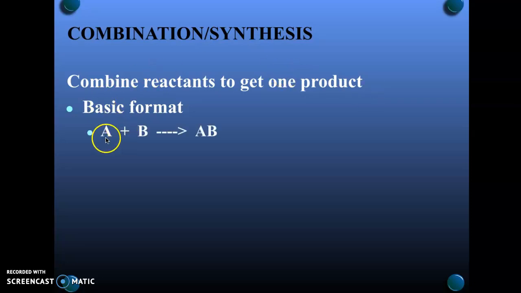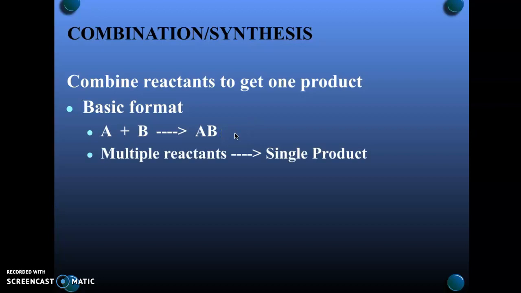You start off with A and B, and they combine to make this one compound, AB. So we go from multiple simple reactants into one more complex single product. And again, the single product is what differentiates this type of reaction from the other four. It's the only type that has a single product.